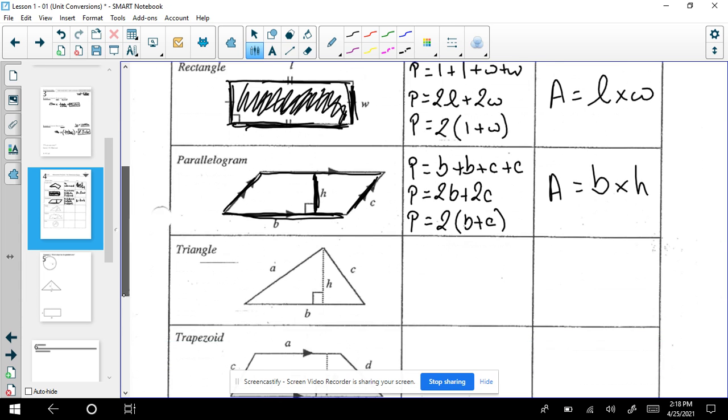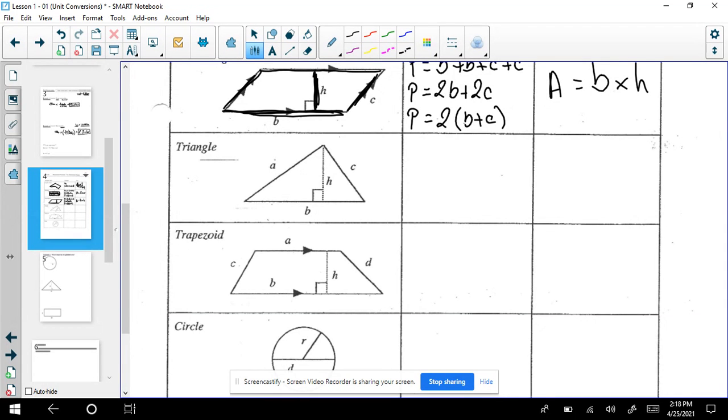So for a triangle, our perimeter, again, is all the way around, right? So my perimeter would just be A plus B plus C. And my area for a triangle, we do area equals base times height, and then it's divided by 2.